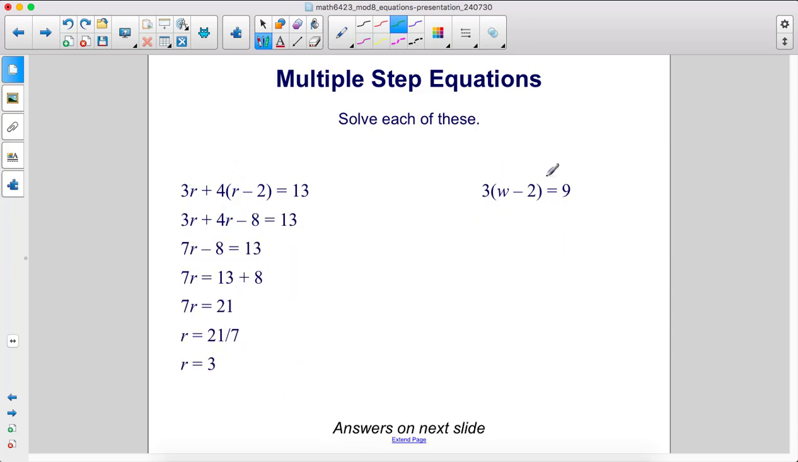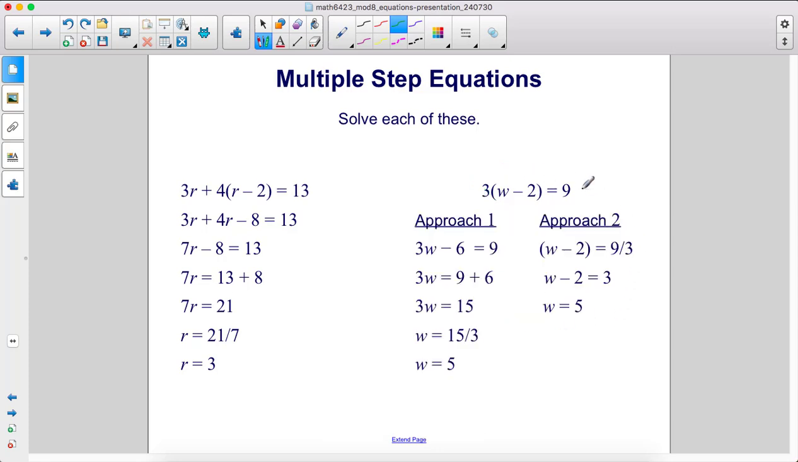On the other hand, this one, we're better off not doing the distributive property because there's just this one w. So let's just go ahead and divide both sides by 3. That will cancel out the 3 here and here, and that gives us w minus 2 equals 3. Much simpler. Now we're going to add 2 to both sides, and we get w equals 5. So the approach that I took was approach number 2 over here, not distributing. Here's what it would have looked like if you did distribute, so 3w minus 6. It would have worked, but it just takes a little bit longer.